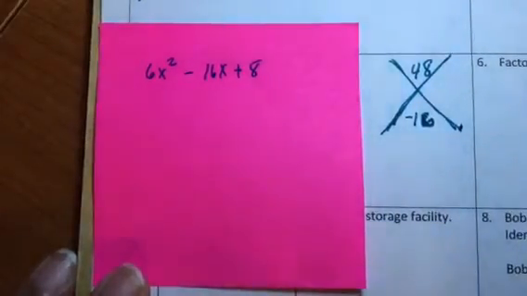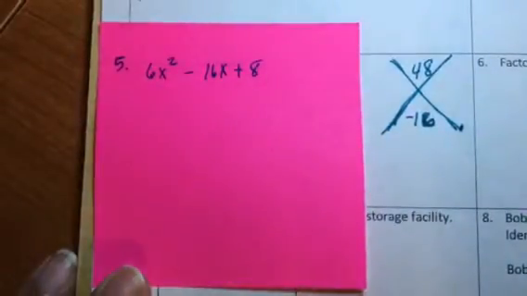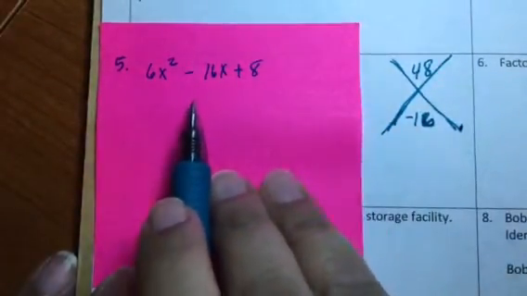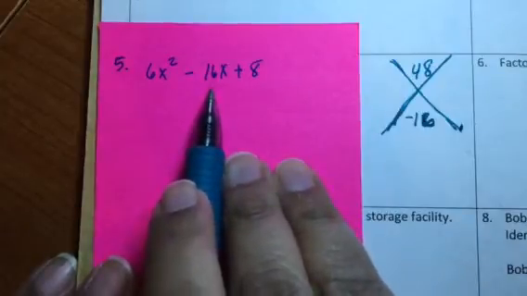There was an error on number 5 that I need you to correct. That middle number should be negative 16 and not negative 18, so make sure you make that correction.